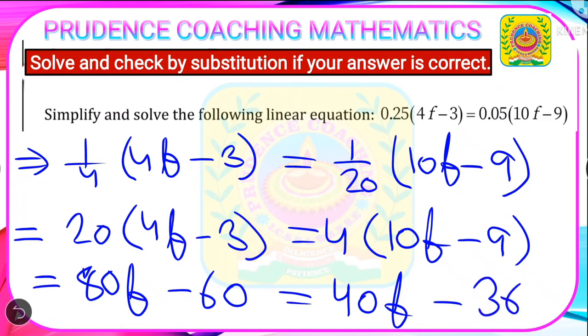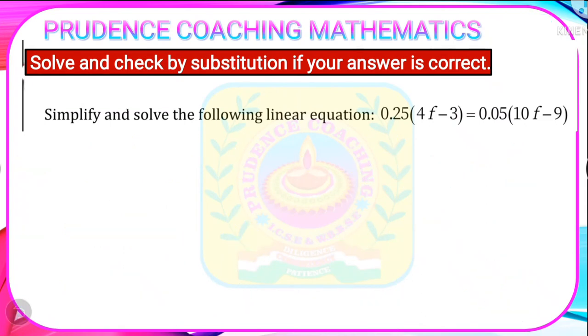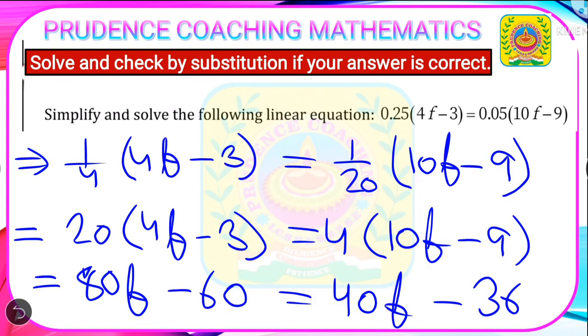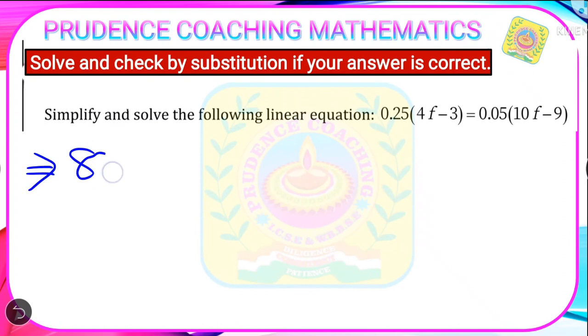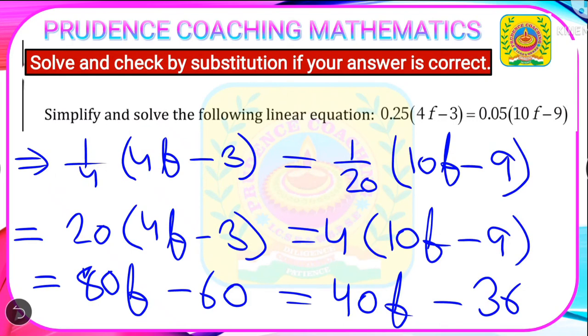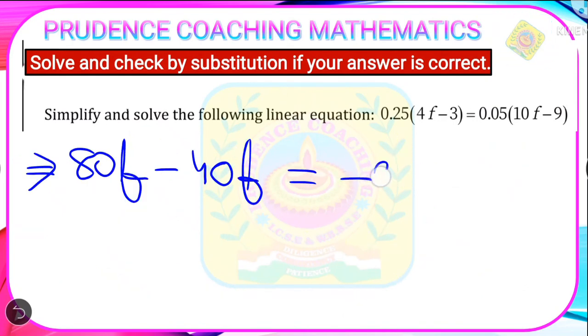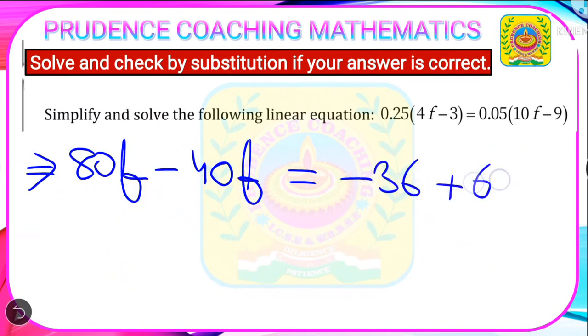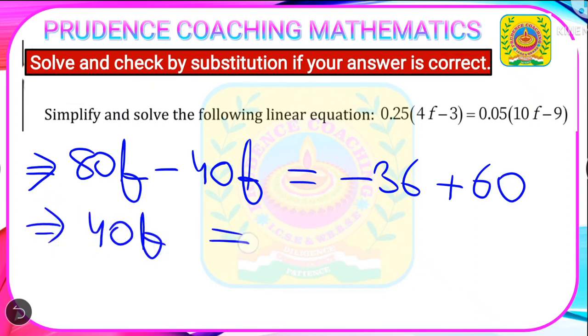Now we need to bring all the variables on the left hand side and all the constants on the right hand side. So here you will get 80f − 40f on the left hand side, and on the right hand side what you will get is −36 + 60. So here you will get 40f equals, here you will get 24.